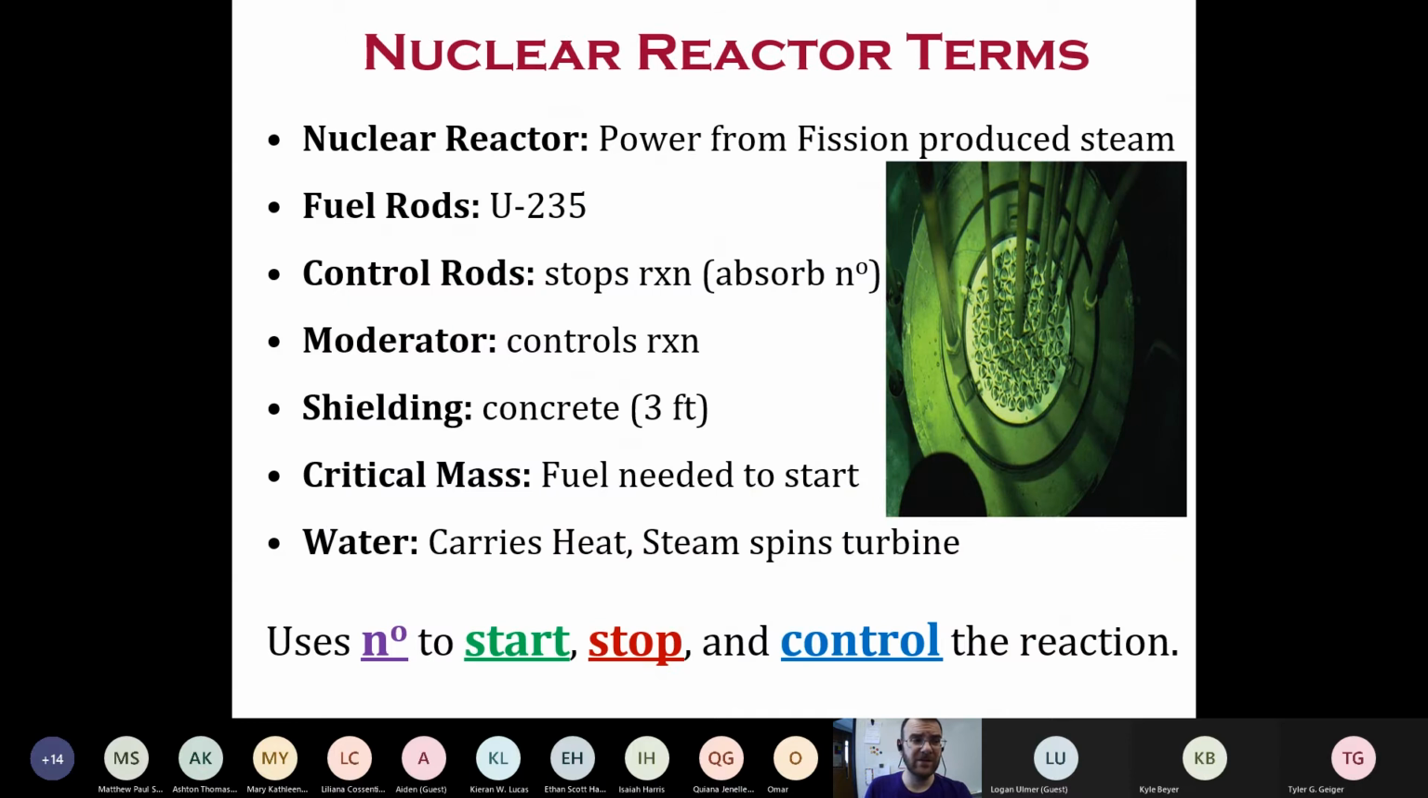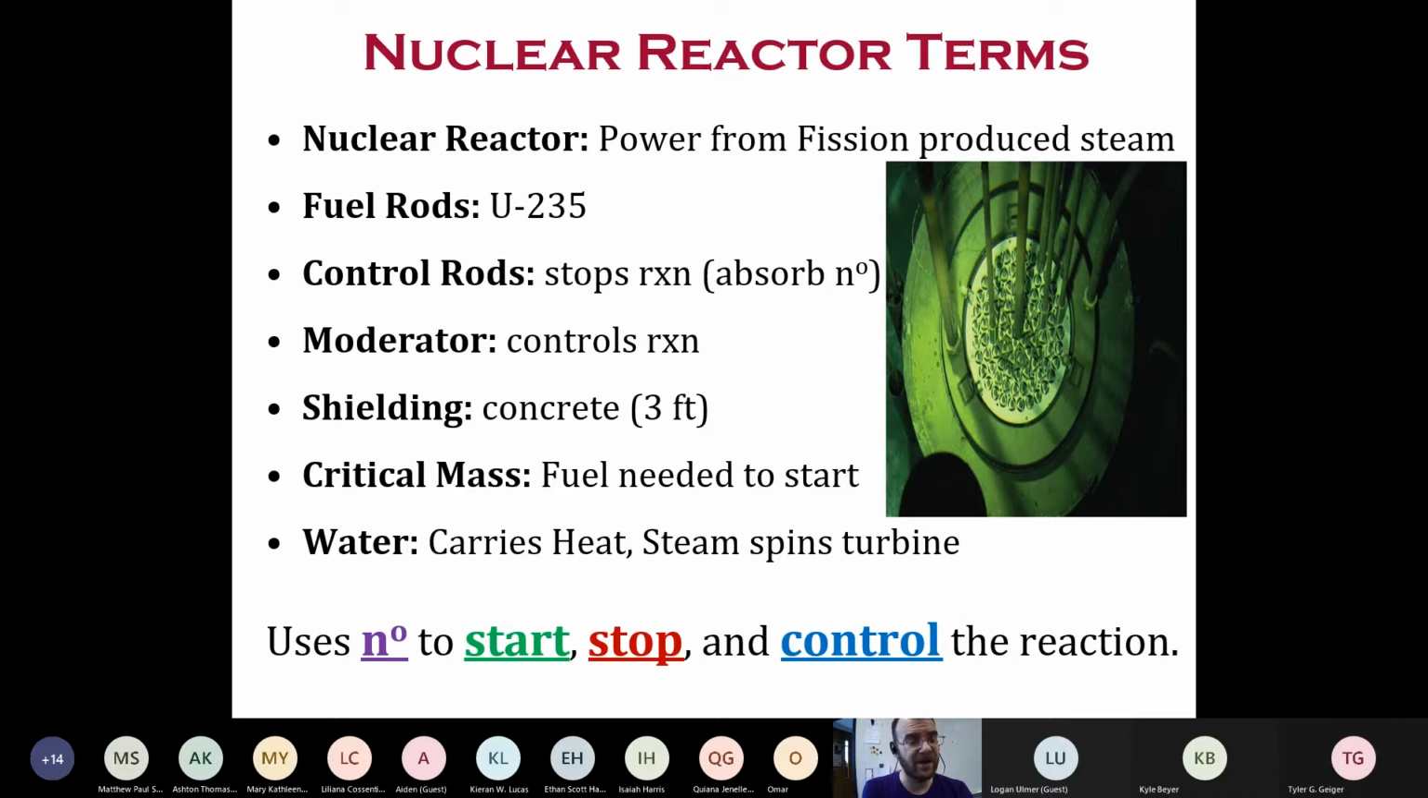Now, some terms that we need to go over. The reactor is the thing where the reaction actually happens. Fuel rods are a type of uranium that can be enhanced. Control rods stop the reaction because they suck up all the neutrons, and that stops the reaction from progressing. The moderator controls it by heating it up to speed it up, cooling it down to slow it down, and otherwise monitoring it as well. Shielding: three feet of concrete is standard. The U.S. typically uses around five because we don't fool around.